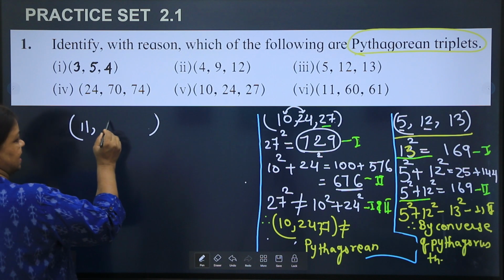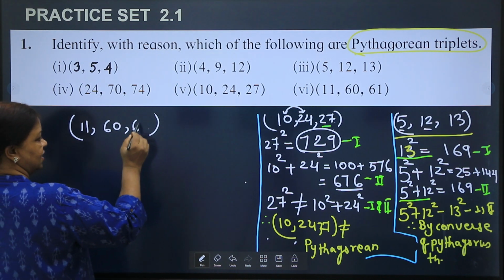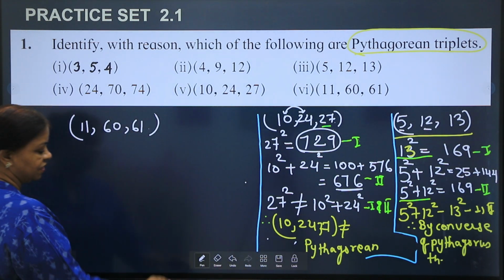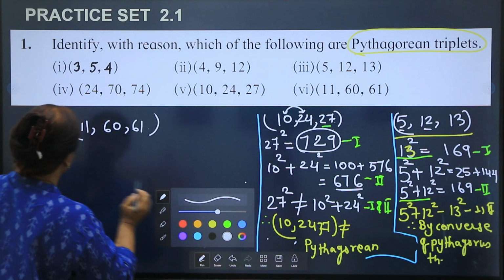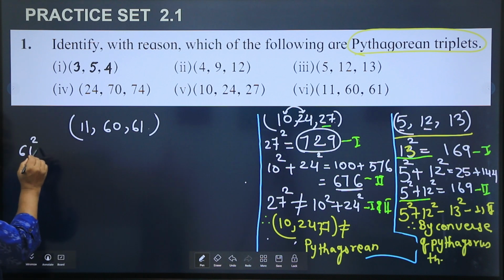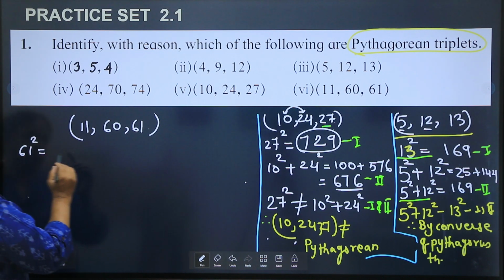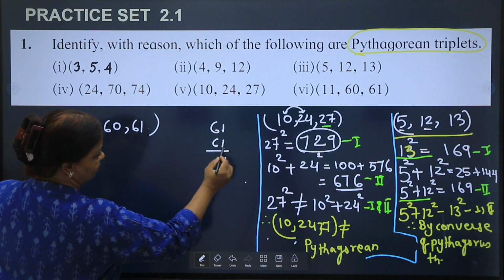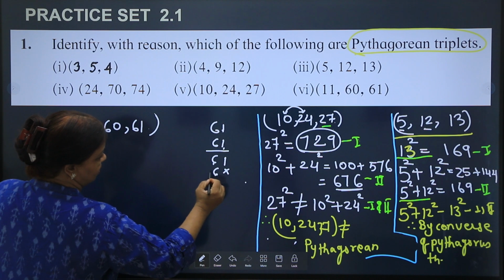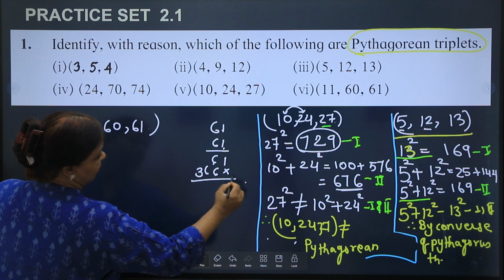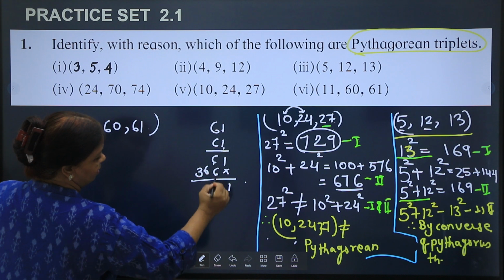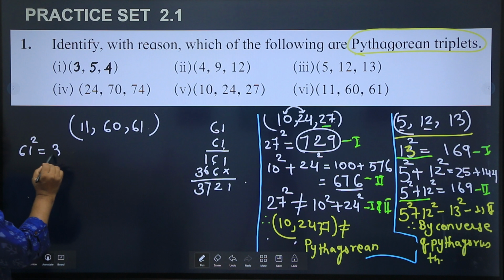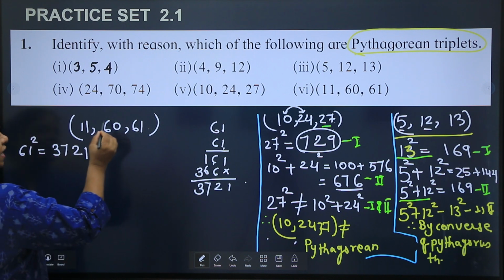11, 60 and 61. The greatest number is 61. So we will take the 61 square. 61 square is equal to 61 multiplied by 61. 1 1s are 1, 1 6 are 6, 6 6 are 36. That would be 3721.